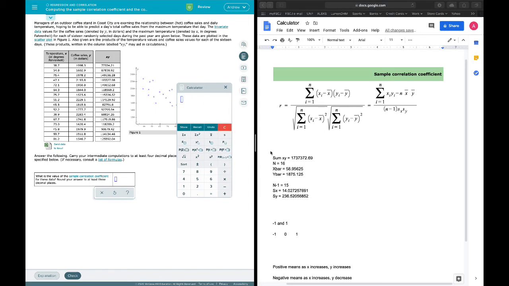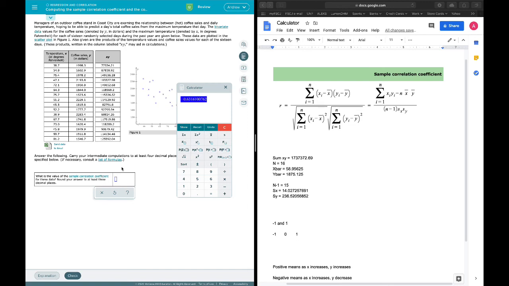Let's go put this in. The first thing is the sum of x and y, 173,269 minus n times x bar times y bar. I'm going to go ahead and press enter because that's everything in the numerator. Now I'm going to divide it by n minus 1, which is 15, times s of x, the standard deviation of the x's, times s of y, the standard deviation of the y's. Press enter, and we get our number.